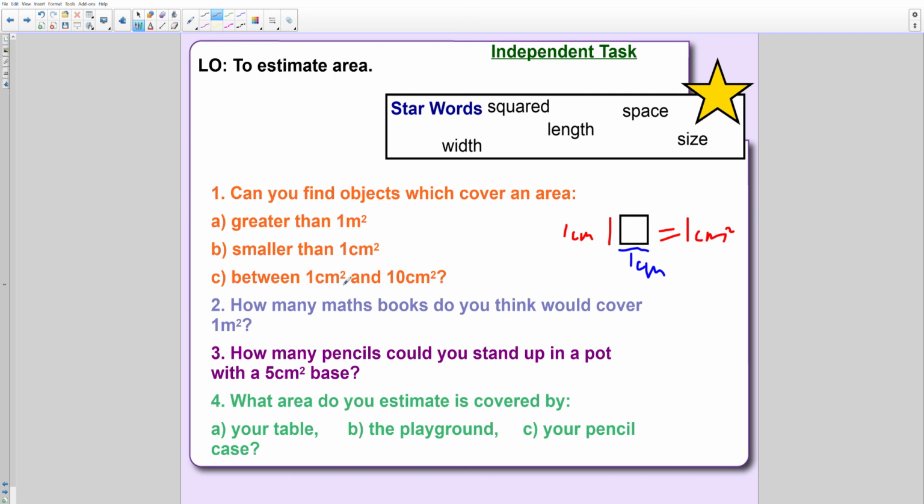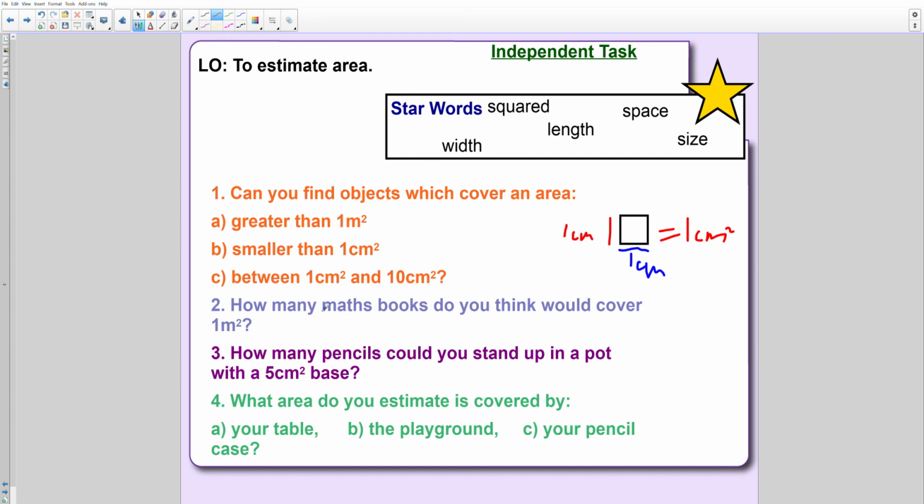Then using that, you can try and find some things that are smaller than 1 centimeter, that are between 1 centimeter and 10 centimeters squared, and greater than 1 meter cubed. With 1 meter cubed, you've got to think it's got to be 1 meter on one side and 1 meter on the other side. Or you can have things like 2 meters and half a meter. So long as when they're multiplied together, they make 1 meter. Remember, a meter is quite big, so you're probably looking for things that are quite large in the house, maybe outside. If we were in class, we'd be using meter rulers to measure this.